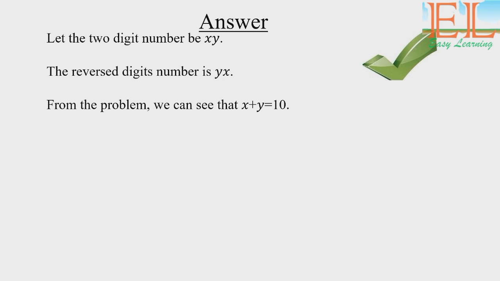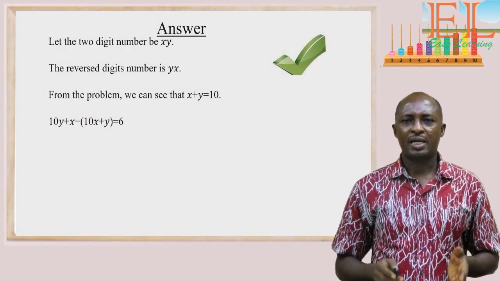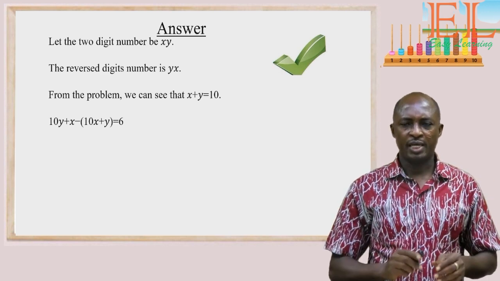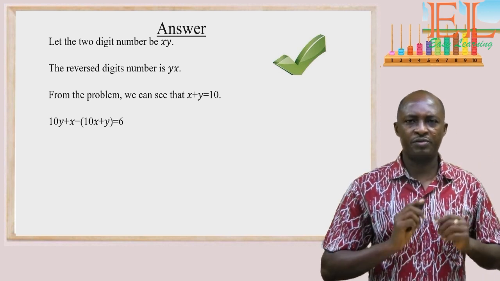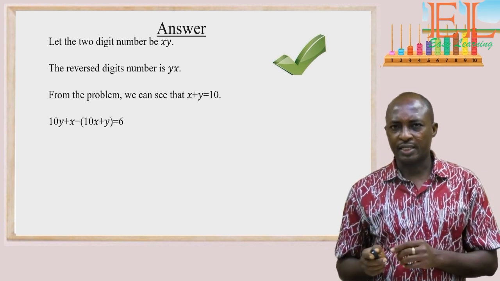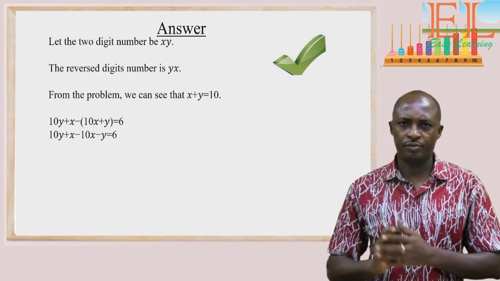Now when the number is reversed, yx can now be written as 10y plus x. That is the value. Here we are looking at the value of the number, not the digits. And xy will be written as 10x plus y. That is its value.